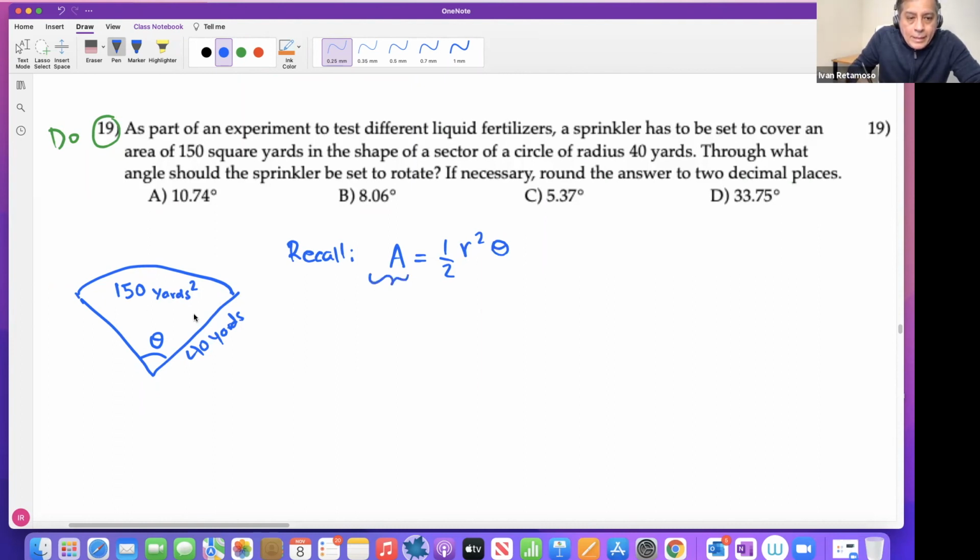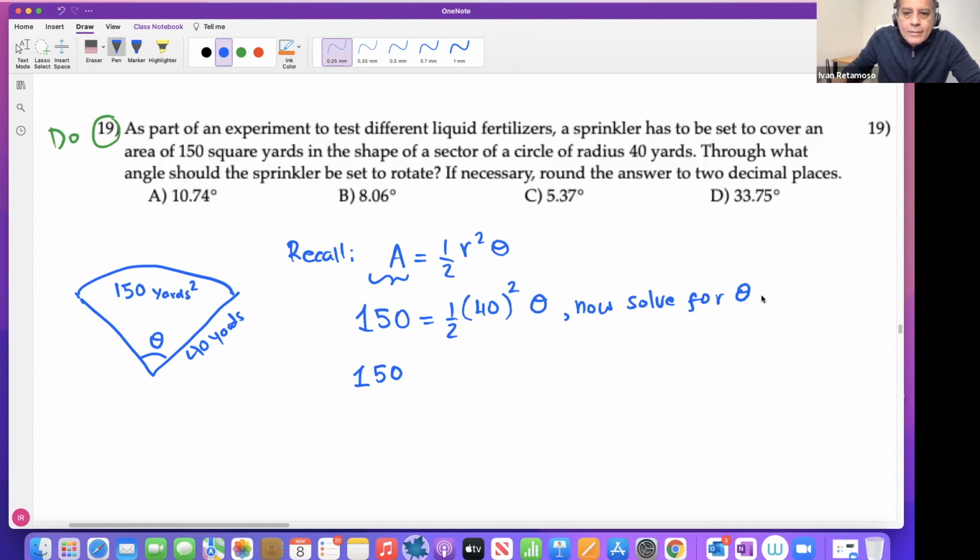Now let's replace what we have and let's find what we don't have. We have the area is 150 square yards. Let's replace it here. 1/2 of the radius is 40 yards squared times theta, right? Okay, now solve for theta, right? In other words, isolate theta. Very good. So 150 equal to 1/2 of 40 squared.